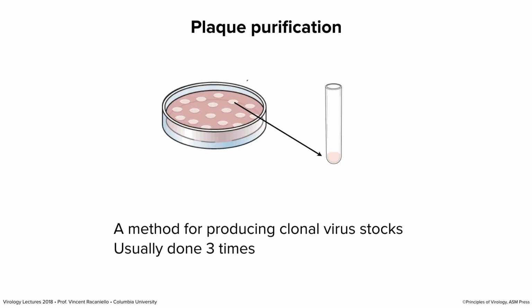Now, why would you do this? Well, if you've just isolated a new virus from an animal or a human, and you want to make sure it's a pure culture before you start working on it, you could do this. And we usually do it 3 times just to make sure we're not getting overlapping plaques. Could happen. And we make clonal virus stocks that way.